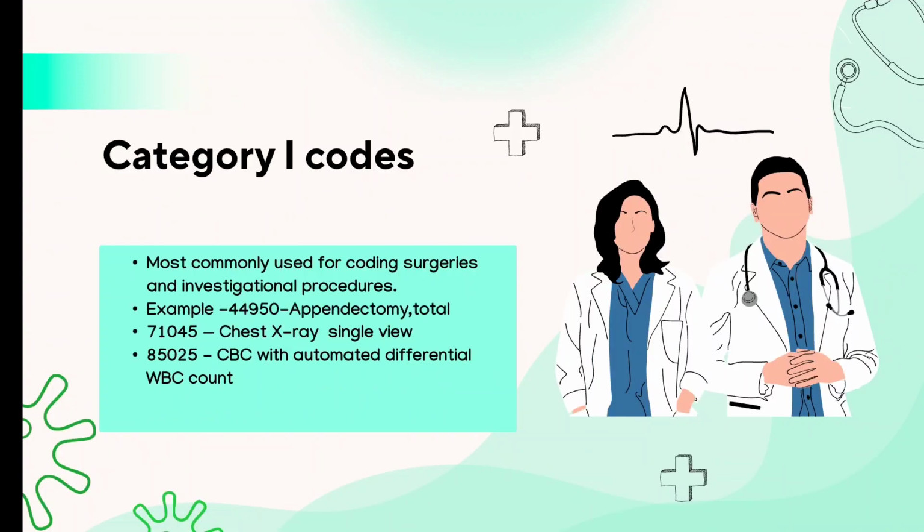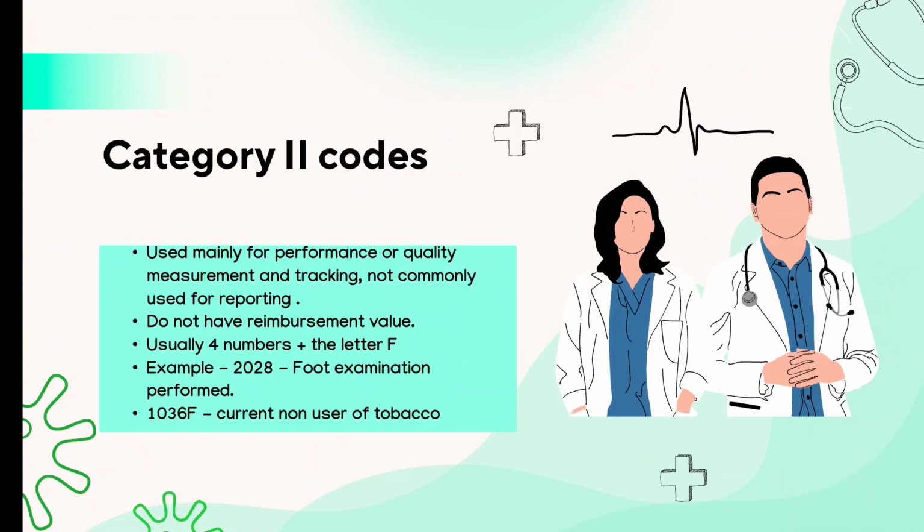Category 2 codes. Now let's discuss Category 2 codes. Category 2 codes are used mainly for performance measurement and quality tracking. They are generally optional and are not used to report the main procedure for reimbursement. They generally do not have payment assigned to them. Category 2 codes usually have 4 numbers followed by the letter F.